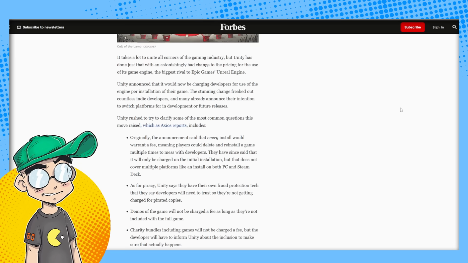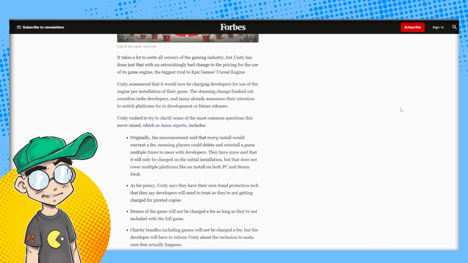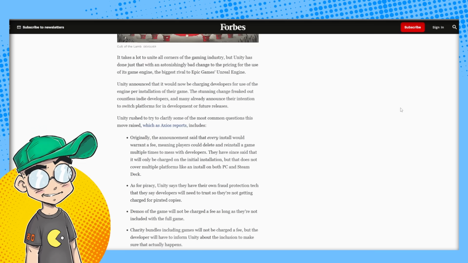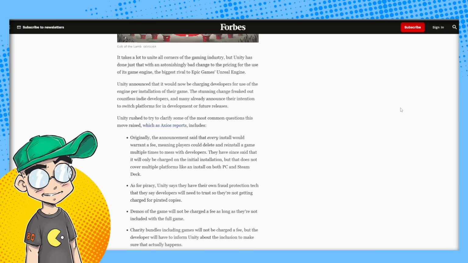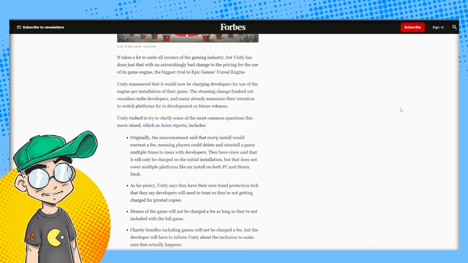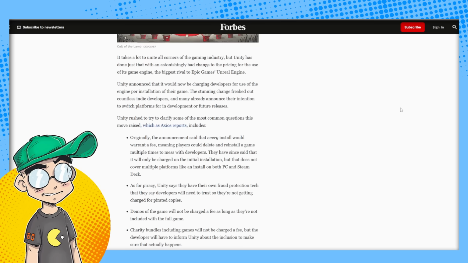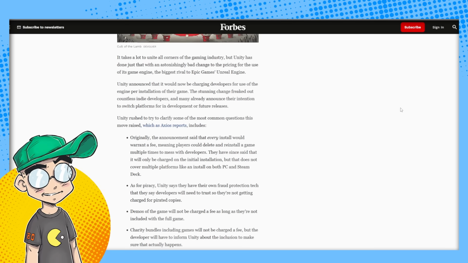Yeah, and now there will be another engine that will replace Unity, because once you destroy the trust in your community, you can't gain it back very easily. Ask Wizards of the Coast how that worked out for them. They made the announcement about the OGL and they wound up creating more competition for themselves, because people were like, screw that, that's not how we're going to do it. Unity announced that it would now be charging developers for use of the engine per install of their game.